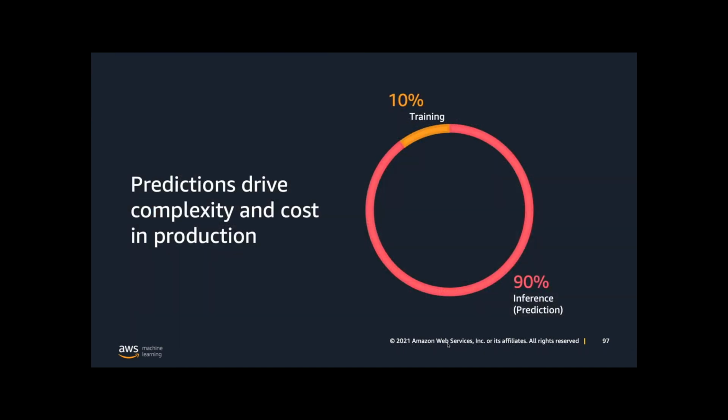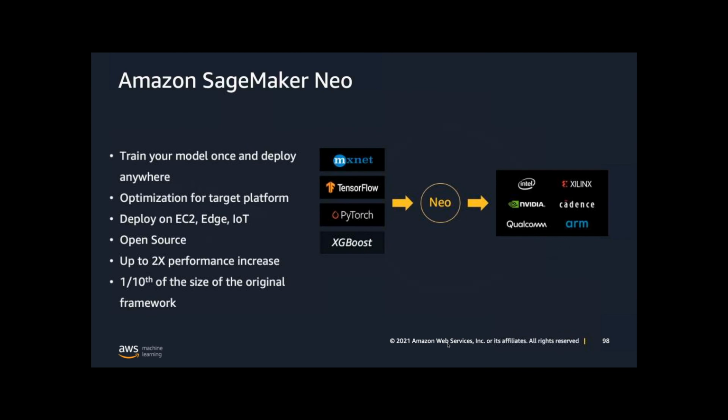And remember, usually inference is the process that consumes most of the prediction-driven complexity and cost in production. So 90% comes from prediction, right? And just a reminder, not sure if you guys have had the opportunity to play with that, but the purpose of SageMaker Neo is to train your model once and deploy anywhere, right? So that's the purpose of that.